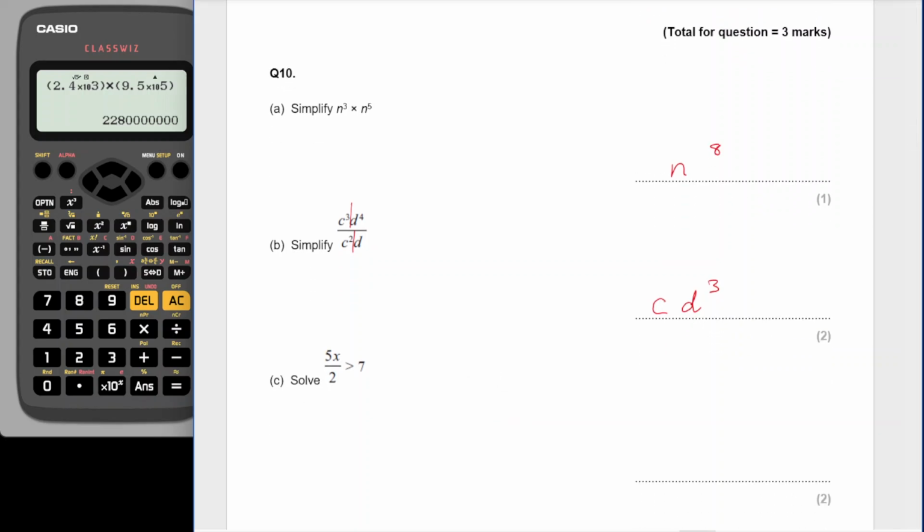And then solve the inequality. I'm going to start by timesing both sides by 2. So 5x has to be greater than 14, and then divide both sides by 5. X has to be greater than 2 4/5. You could have gone decimal there, or you could have even left it as 14 over 5.